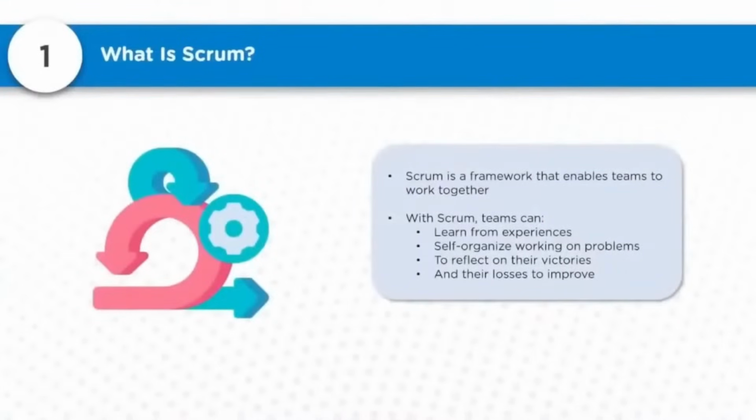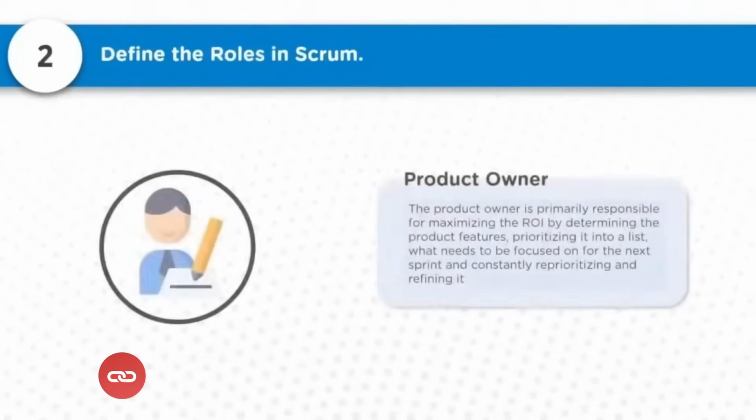Scrum is a framework that enables teams to work together. With Scrum, teams can learn from experiences, self-organize while working on problems, and reflect on their victories and their losses to improve. So this is a simple framework which provides a better methodology. Scrum is very well defined and articulated, and this provides better insights, and capability building is easier, and roles are well defined.